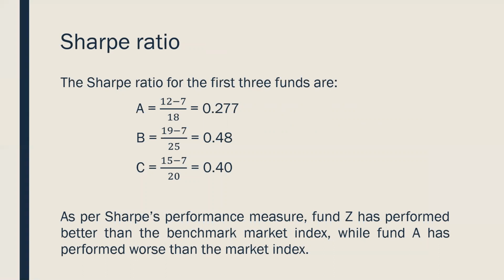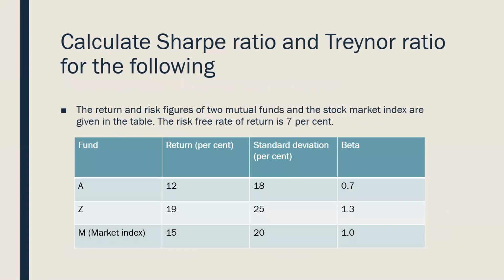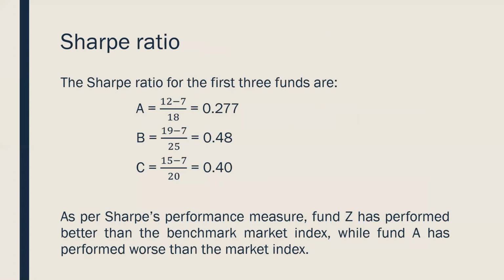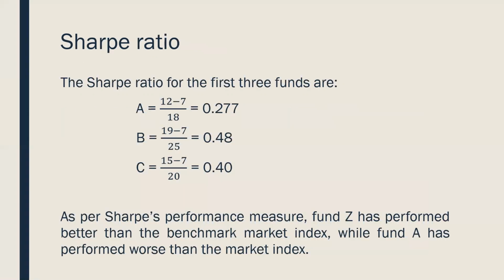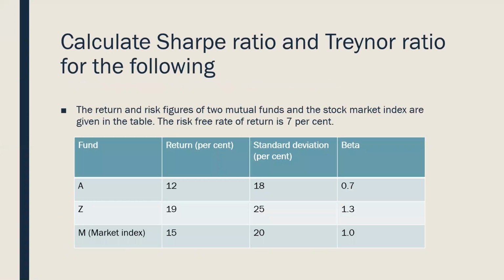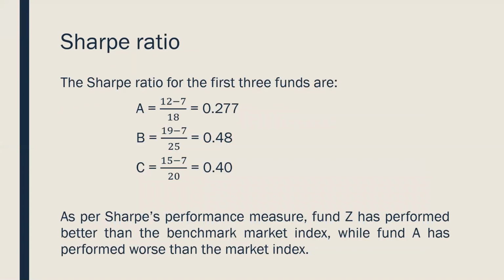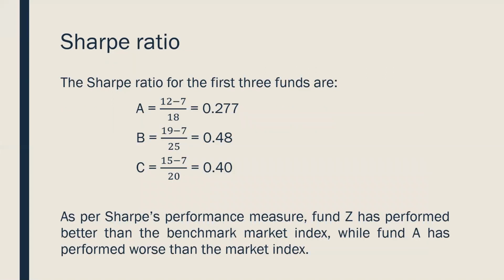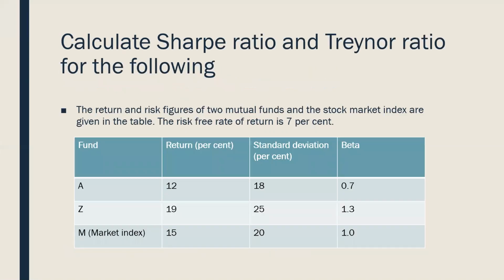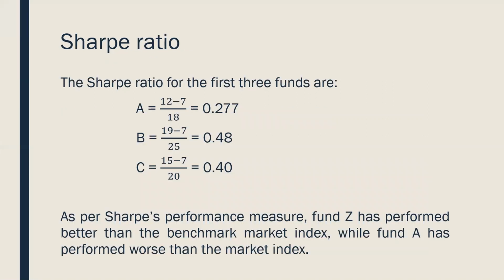So in case of fund A, the RP is 12 minus RF, which is 7. 12 minus 7 divided by the standard deviation for the A fund, which is 18, will give you 0.277. Now if the fund is Z, then return is 19 minus RF 7, 19 minus 7 divided by the standard deviation, which is 25, which will give you 0.48. Now in the case of market index M, M is equal to 15 minus 7 divided by the standard deviation, which is 20. So you will get 0.40.